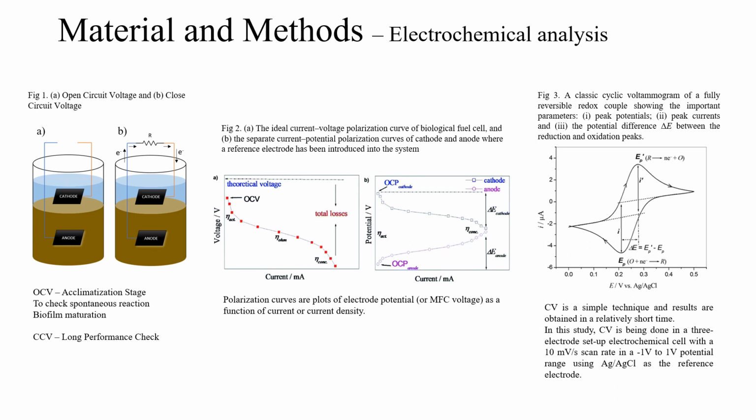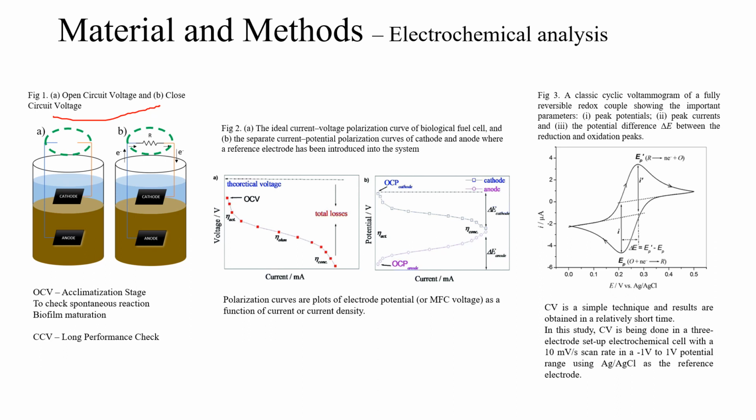Further explanation about the electrochemical analysis done in this experiment: we have three main electrochemical analyses. The first one is the open circuit voltage and closed circuit voltage. Let me explain the difference between these two. The main difference is the connection, where in the open circuit there is no electron flow from anode to cathode because the circuit is open. It's not connected through an external resistance.